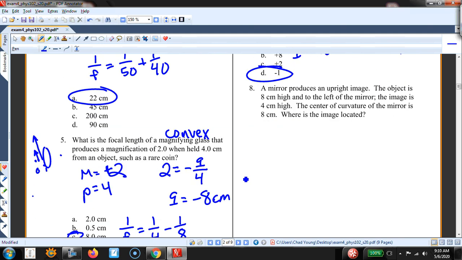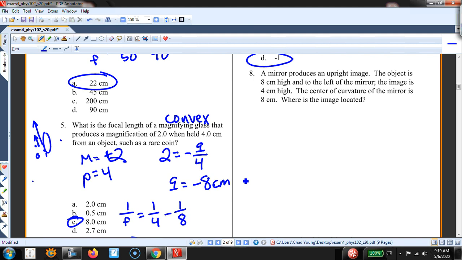A mirror produces an upright image. The object is 8 centimeters high and to the left of the mirror. That's P. The image is 4 centimeters high.